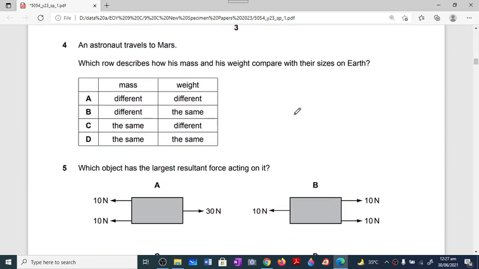For question number 4, an astronaut travels to Mars. Which row describes how his mass and his weight compare with their size on the Earth? Okay, so the mass will always remain the same because mass is the measure of the amount of the substance, while the weight will depend on the gravity. So W equal to mg. So weight will be different because the gravity on Mars is different as compared to the gravity on the surface of Earth. So mass will remain the same while the weight will be different. So for question number 4, option C is the valid option.